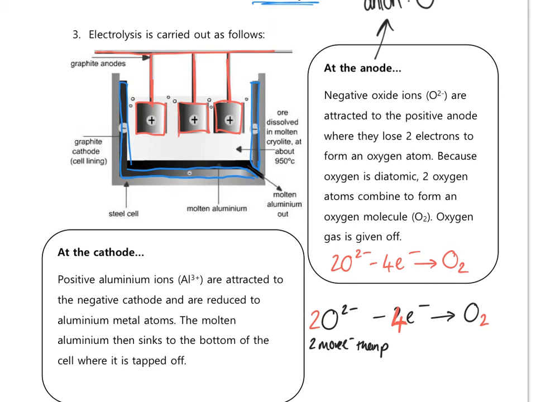So let's think about our observations for what happens at the anode. What I'm forming is oxygen, okay? So always look at your observations as to what you're producing. I'm producing oxygen. So what does oxygen look like? Well, it's just simply a colourless gas. So what we're going to see, and you can see that in the diagram there, we see bubbles of colourless gas.